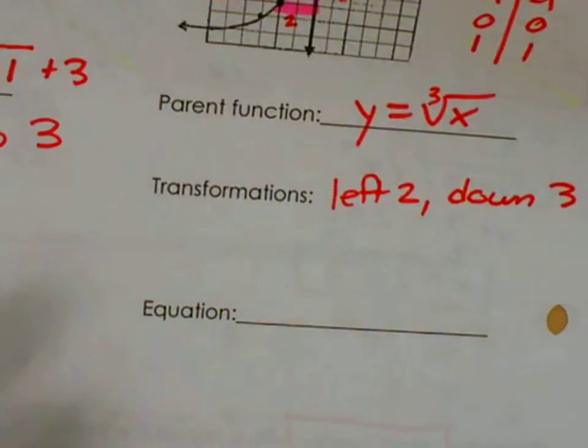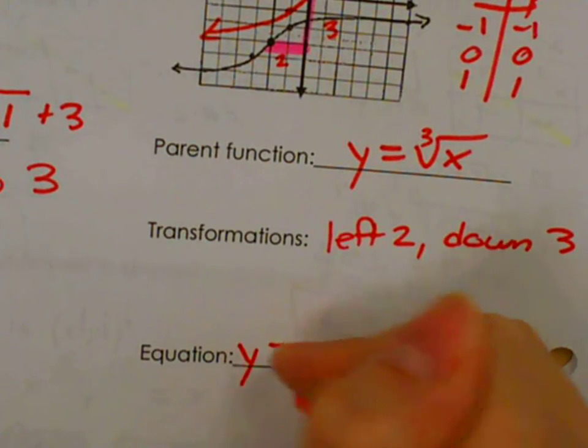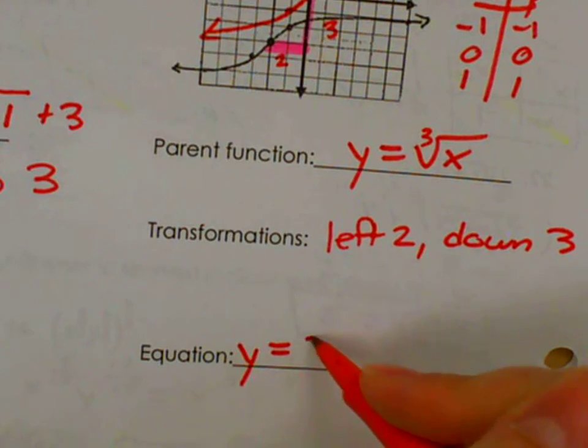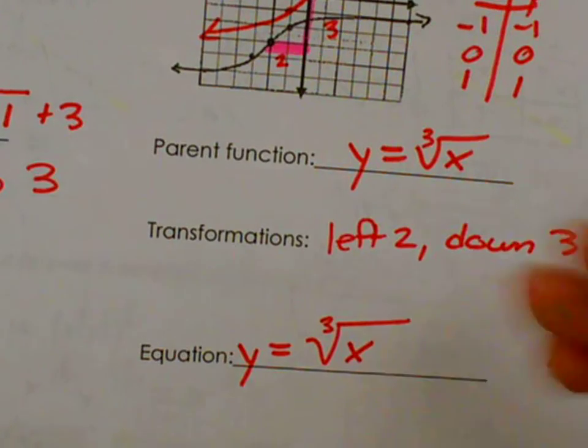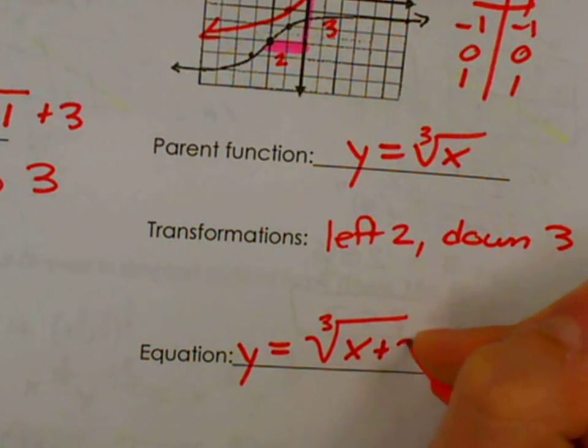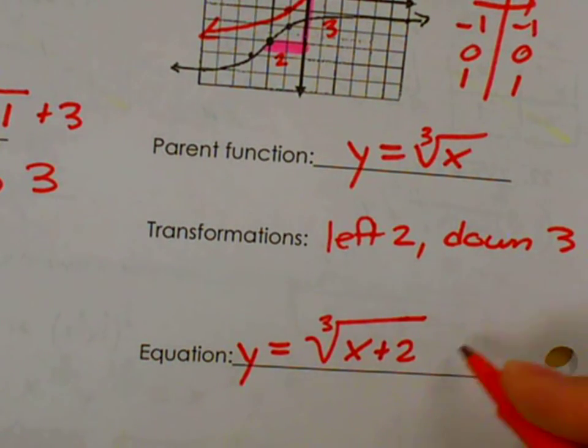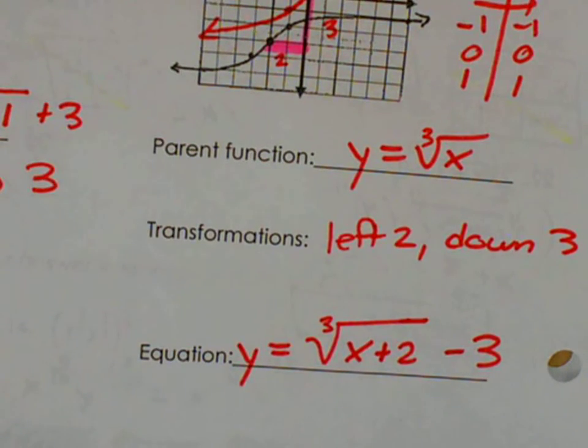So when I write my equation, we have y equals, no stretch or compress, so nothing goes in the front, cube root of x. Left 2, remember this is our opposite one, means plus 2 under here, down 3, minus 3 outside the radical sign.